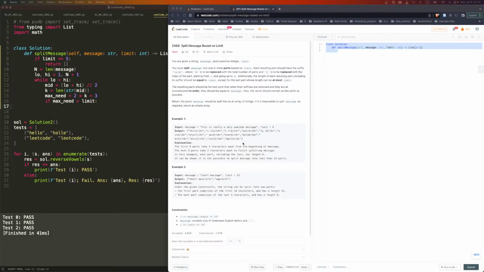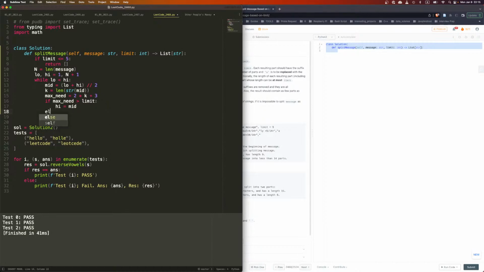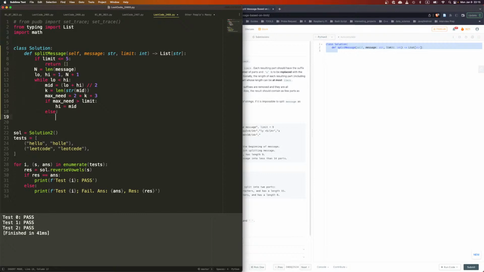Cut the needs smaller because it doesn't fit the limit. If it does not fit the limit, then we need to cut it small. If I cut it small, at one time it will fit the limit, then we try. So cut it small, then we say high shall equal to mid, else cut it small.